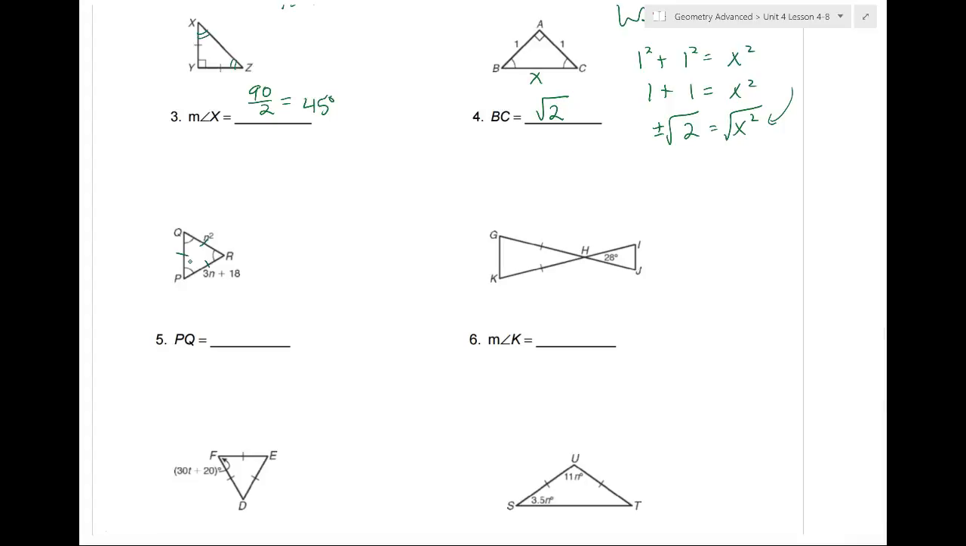Yeah, set the two I know equal to each other, because I know if I can solve for one of them, PQ is going to be the same. So we set them equal to each other. So I get n squared equals 3n plus 18. Now what, scholars?